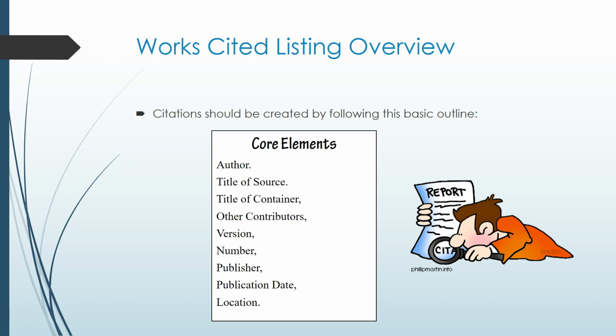For now, we'll be examining the core elements and looking at some examples to see how the citations would look in different situations. As you can see from the box on this page, which is also printed in the book and is part of the chapter tear-out, there are several core elements. The order and punctuation between these elements should always stay consistent. The core elements are author, period, title of source, period, title of the container, period, other contributors, comma, version, comma, number, comma, publisher, comma, publication date, comma, location, period. Each of these will be discussed one at a time on the following slides.